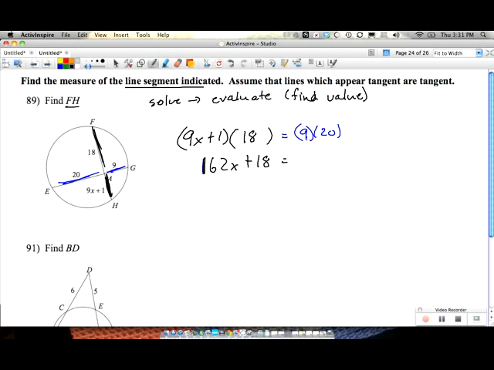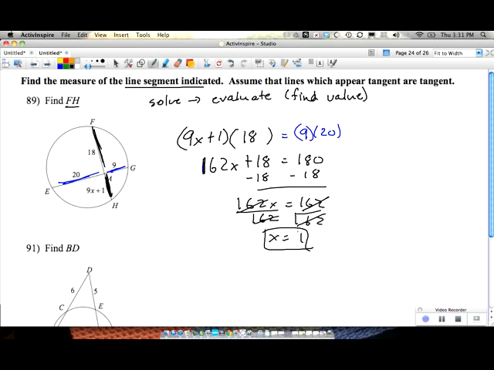Well, FH is the whole side here. We know that 9x plus 1 is going to be 9 times 1 plus 1, which equals 10. So that tells me that this piece here is 10, and the other part of it is 18. Together, they make 28. That would have been the answer to that.